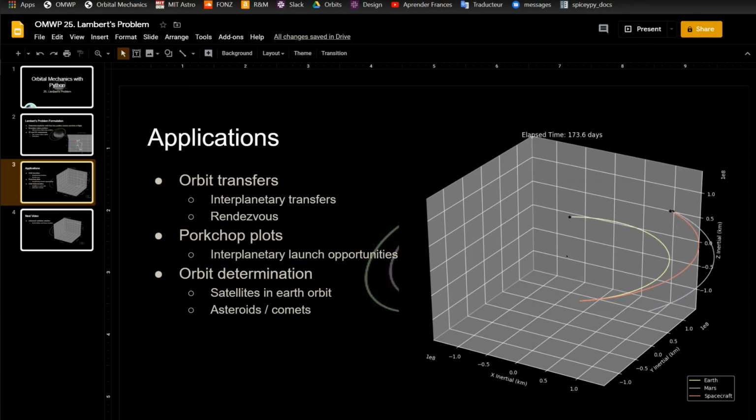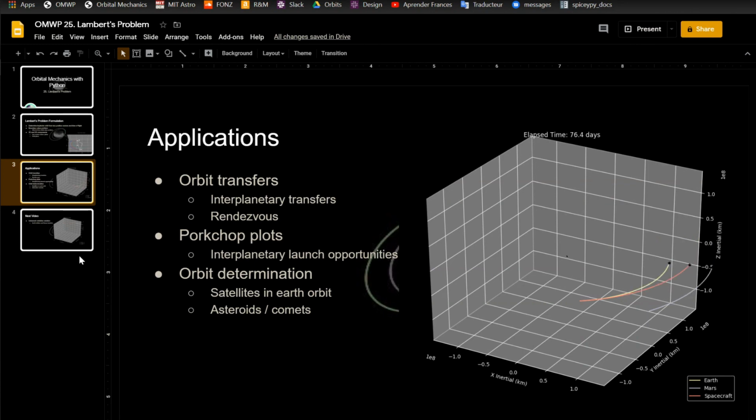And then another application of this is orbit determination. If you have a satellite and you have two observations, two position vectors and a time between them, you can estimate the orbit of that satellite. The same thing is done with asteroids and comets. Once you have some observations of them, you can estimate the orbit. One of the methods is using Lambert's problem, and there are other methods to do that as well.